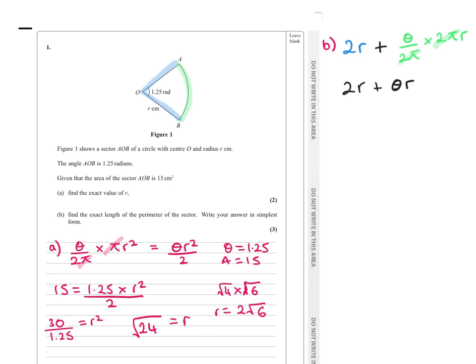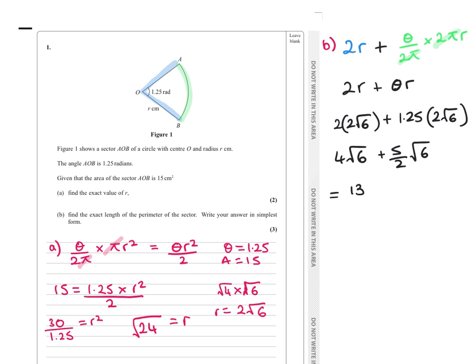So we're going to get 2 lots of 2 root 6 plus 1.25 lots of 2 root 6. Again, it said the exact answer. So 2 lots of 2 root 6 is 4 root 6. 1.25 times 2 root 6, which is 5 over 2 root 6. And when I add them together, I'm going to get 13 over 2 root 6. And again, we have simplest form and it's exact.